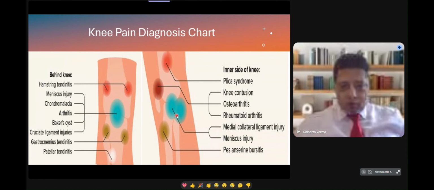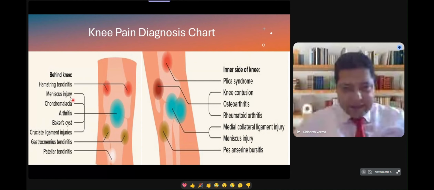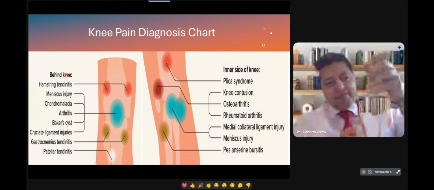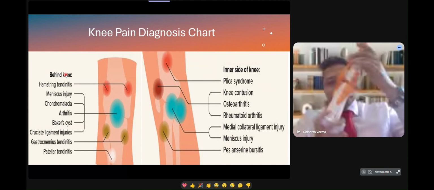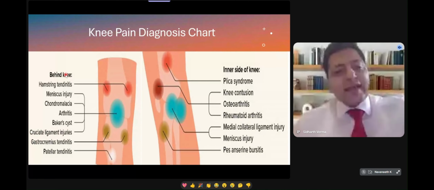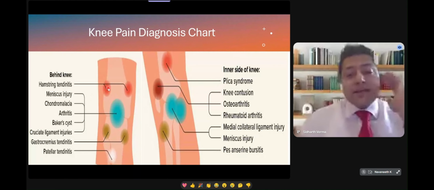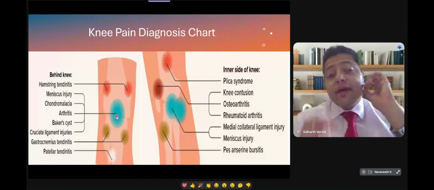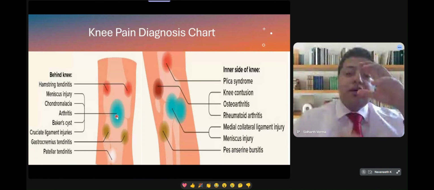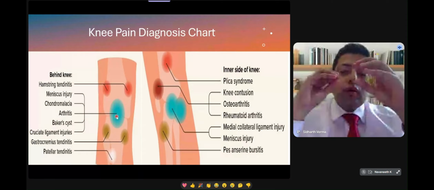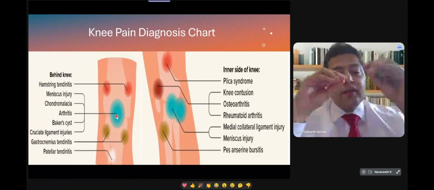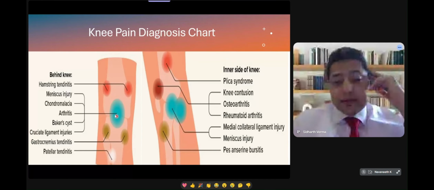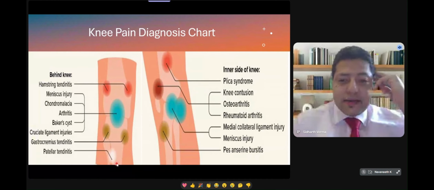Okay, now let's move to behind the knee. If you see from the back side, this is the front side and this is the back side. From the back side, there can be hamstring tendinitis, and there can be various forms of arthritis or a Baker's cyst. That is, the knee fluid can come from the center of the joint through some tear and come behind and make a cyst. There can also be ligament injuries and tendinitis.